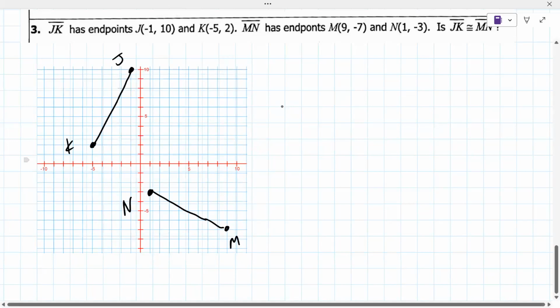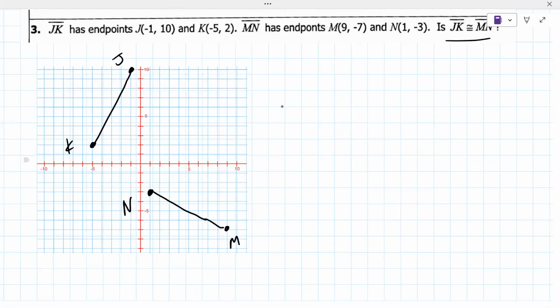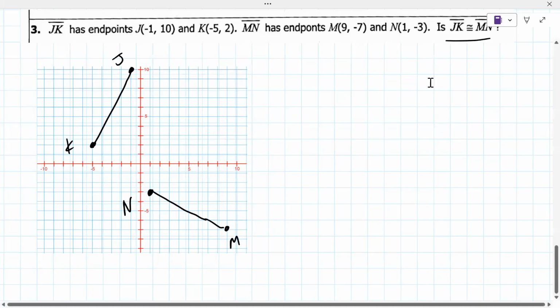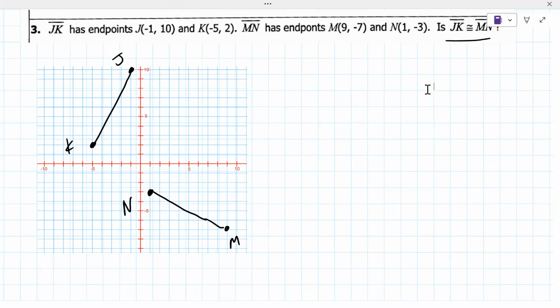What does your eye tell you? Do these look congruent to each other? No? I mean, not really. Maybe I've drawn them terribly. I believe they are congruent, but the way to know for sure is to find the distance from K to J and the distance from N to M, which is doing the distance formula.